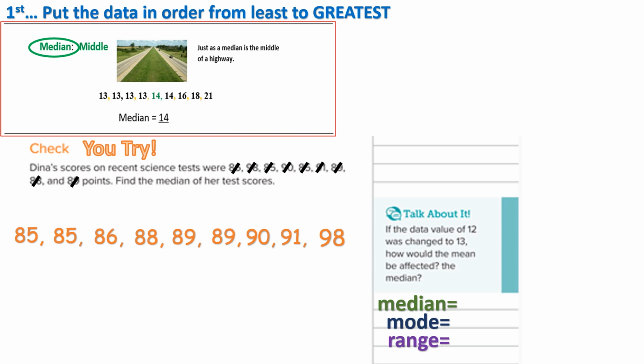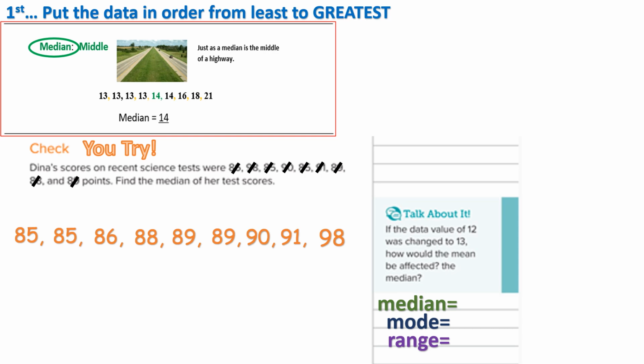All right, so how many pieces of data have I crossed off? 1, 2, 3, 4, 5, 6, 7, 8, 9. How many pieces of data did I write down? 1, 2, 3, 4, 5, 6, 7, 8, 9. So I know I'm good. I have them all listed in order from least to greatest. And now I'm going to find my median.